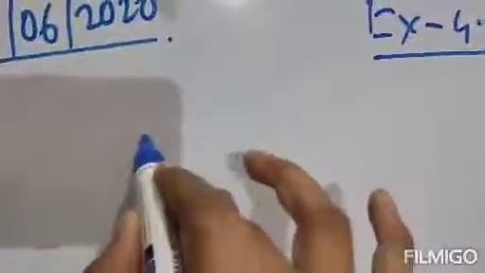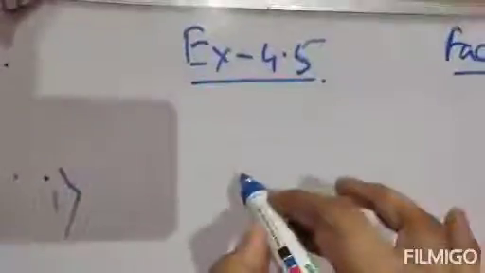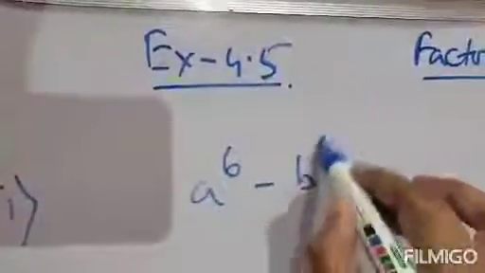Question number 9(2), solve. Next, question number 10(1). Question is a to the power 6 minus b to the power 6.